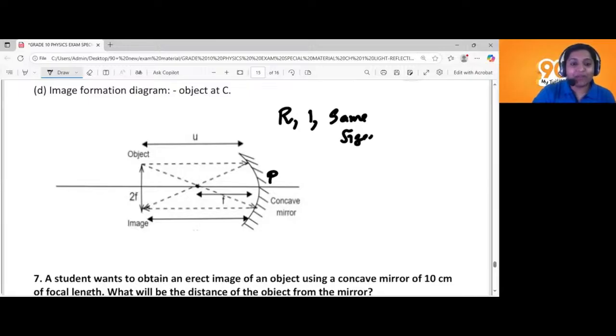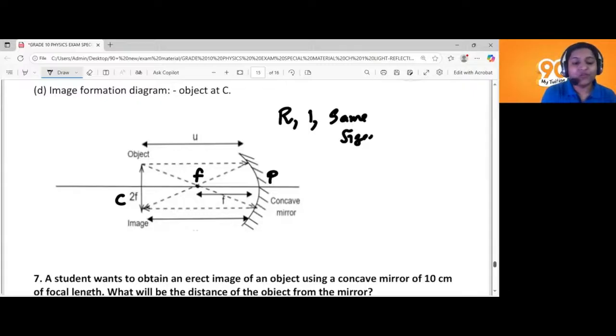First ray, traveling parallel to the principal axis. After reflection, it will travel through the focus. Second ray, traveling through the focus. After reflection, it will travel back parallel to the principal axis. And these two rays are meeting at C. This is the image formation when you keep an object at C.